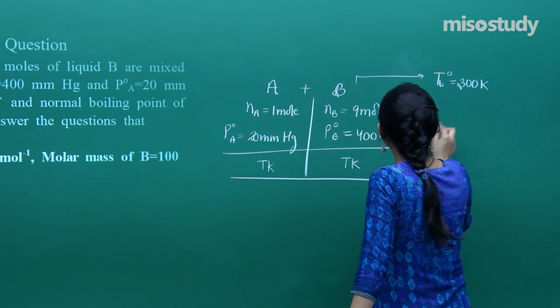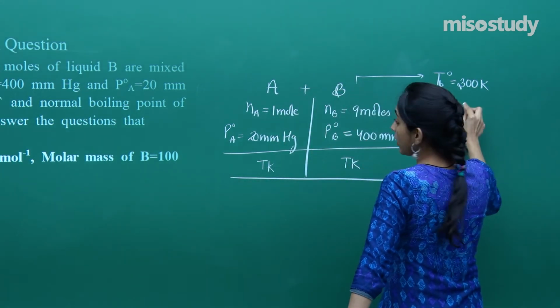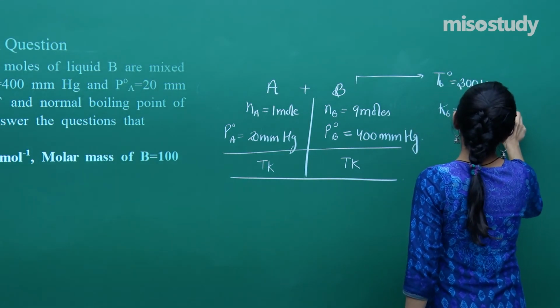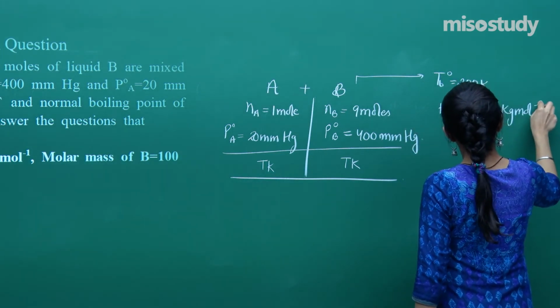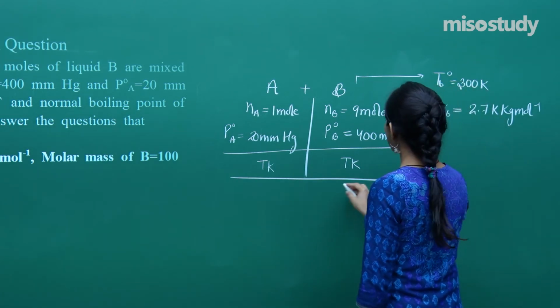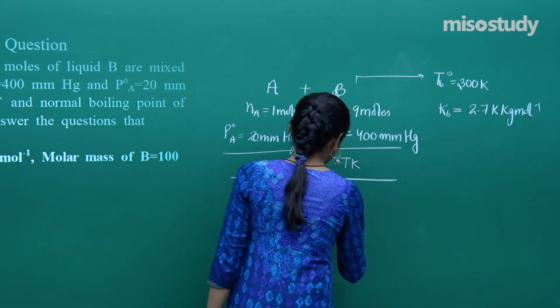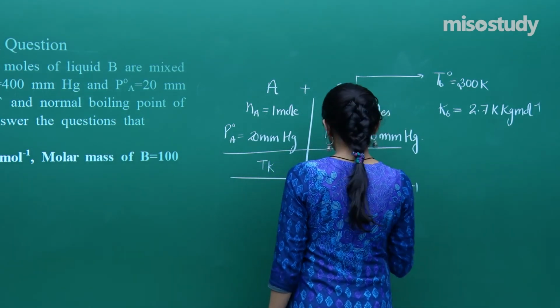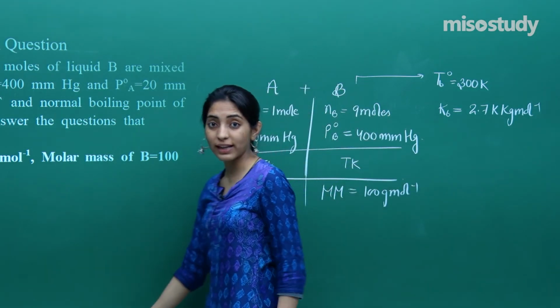The Kb value is given to me as 2.7 Kelvin kg per mole, and the molar mass of B is 100 grams per mole. So I think there will be 3 questions that will follow.